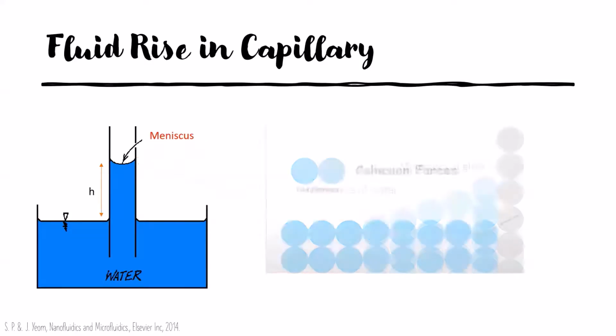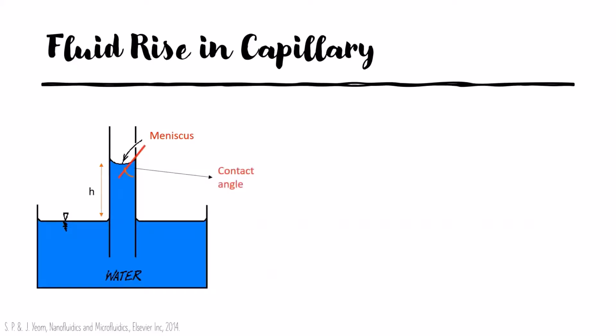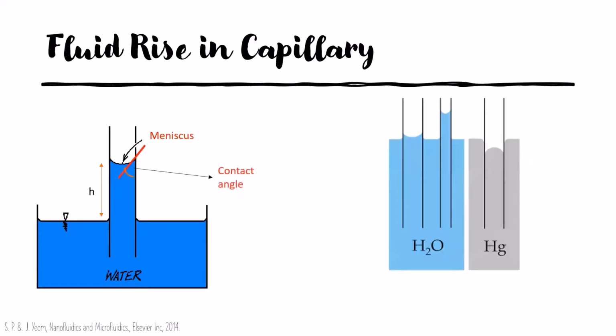The angle of meniscus is called contact angle. Contact angle is different for different fluids, and it also depends on the solid material in contact, while the surface tension is dependent on the fluid alone.